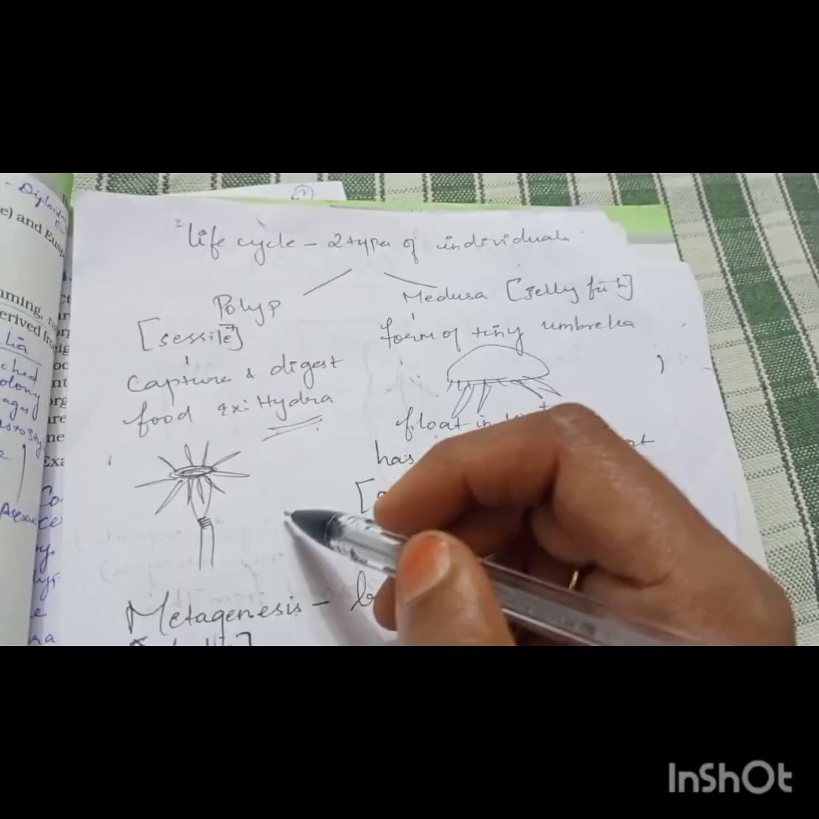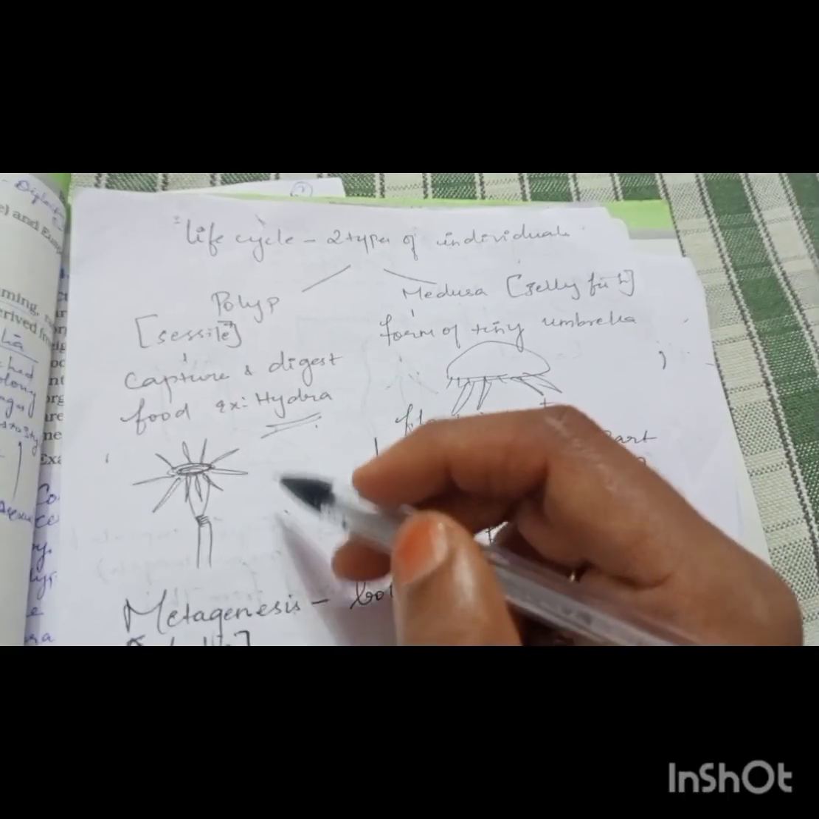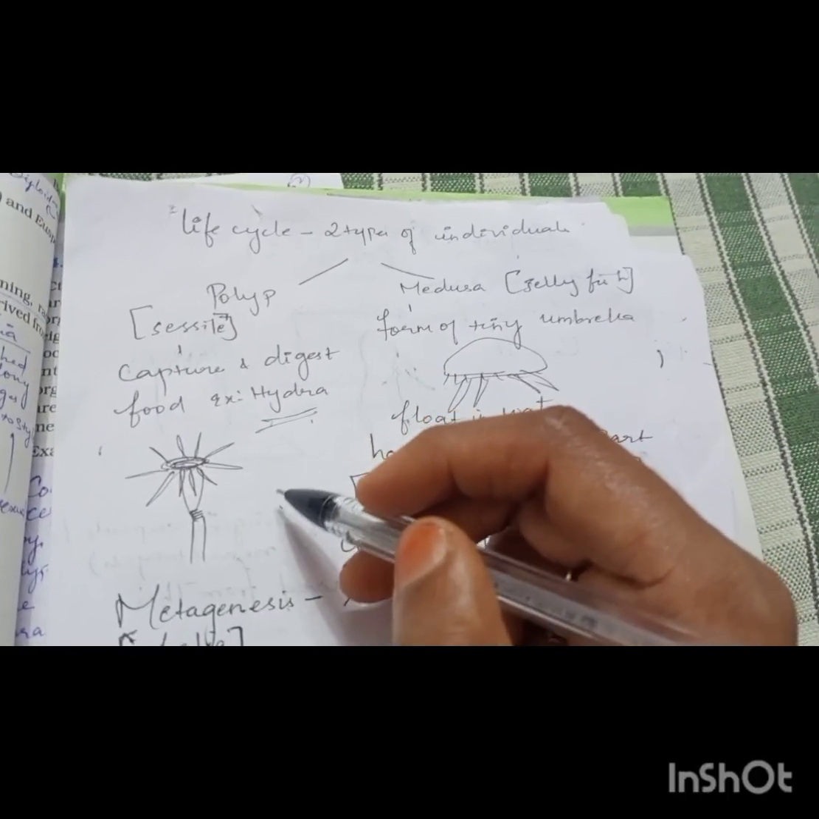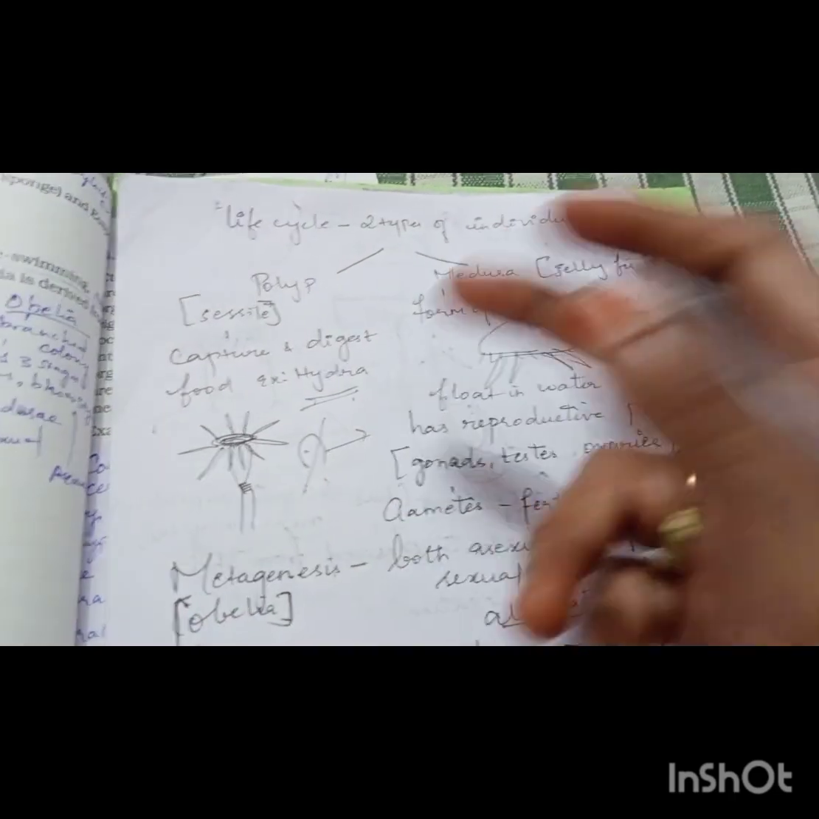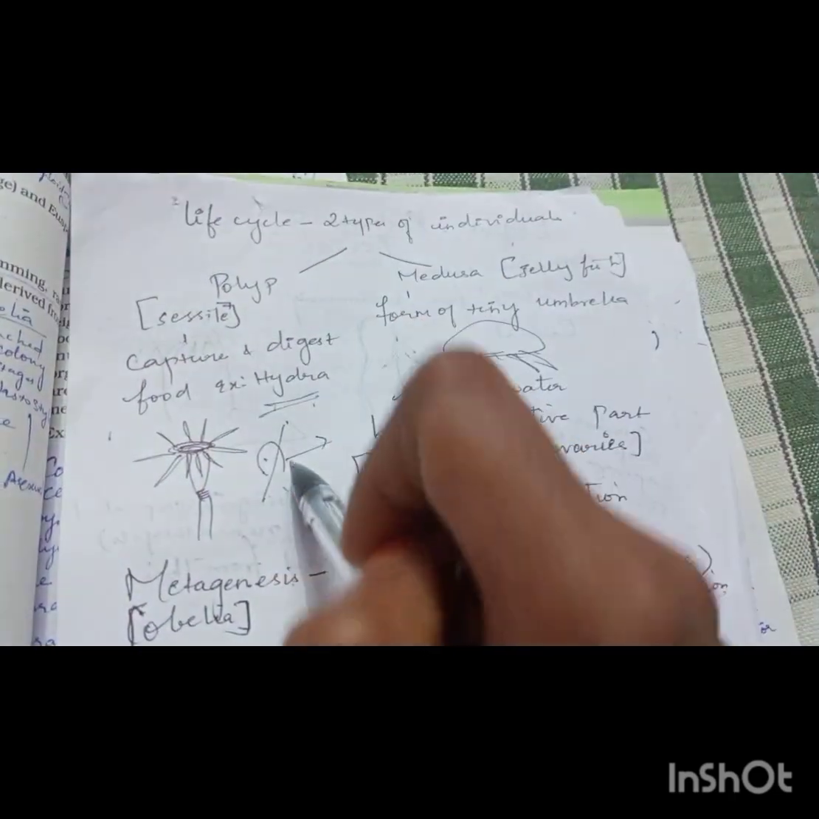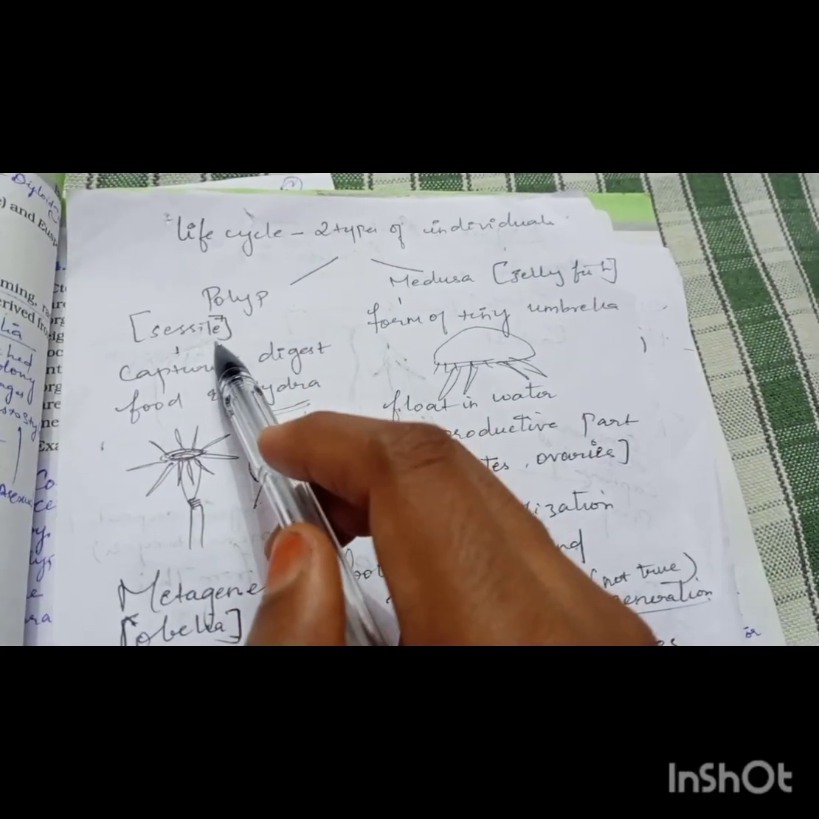When it wants to reproduce the next generation, a part of the body will be cut, and it is capable of growing into a new organism. But here the sexual reproduction is absent, and hence these kinds are known as sessile.